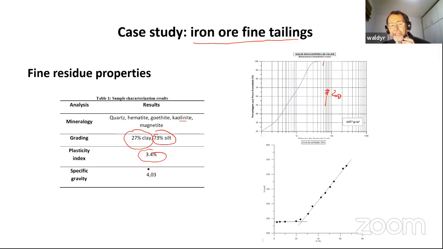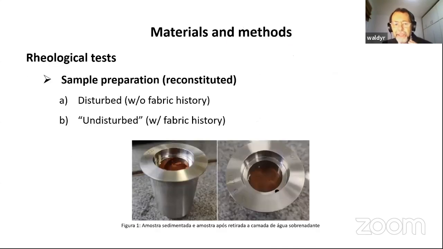And then when you consider the specific gravity, if you consider that most of the minerals have a Gs of 2.65, this one is 4.03, because, of course, in the clay fraction we are talking about, probably there is a contribution of hematite and goethite as well. So let's talk about the rheological tests.